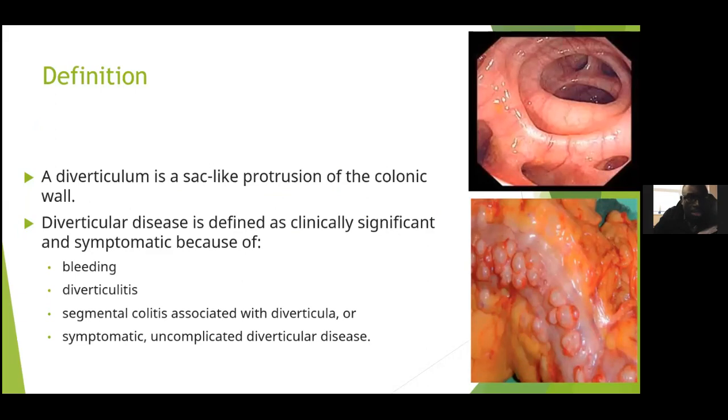So I would like to first of all define these key terms that we'll be using from time to time. A diverticulum is a sac-like protrusion of the colonic wall. When we say diverticular disease, we mean clinically significant and symptomatic diverticula, in the context of either bleeding, diverticulitis, segmental colitis associated with diverticula, or what they call symptomatic uncomplicated diverticular disease.